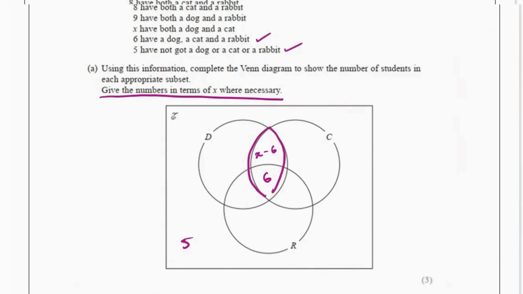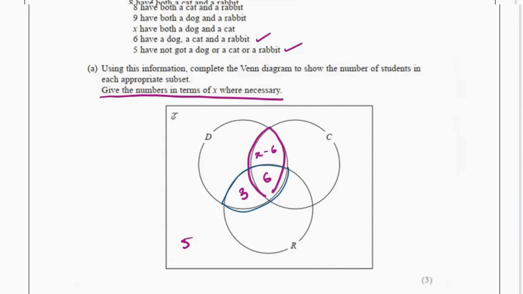Once again, all of this is the intersection between dog and cat, which is given as X. So if a part of X is 6, the region over here above this part will not be X, it will be X minus 6. Then we have 9 have both a dog and a rabbit. So this all is 9, which means this part is going to be 3 because 6 is already given in the intersection. So what's left is 3.